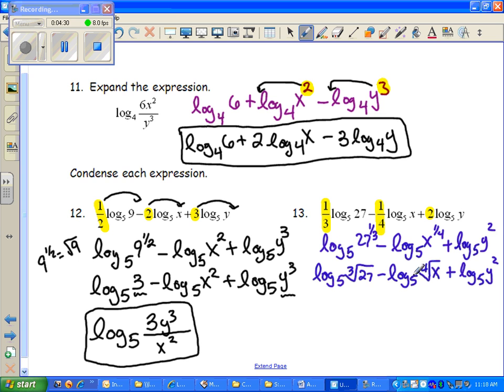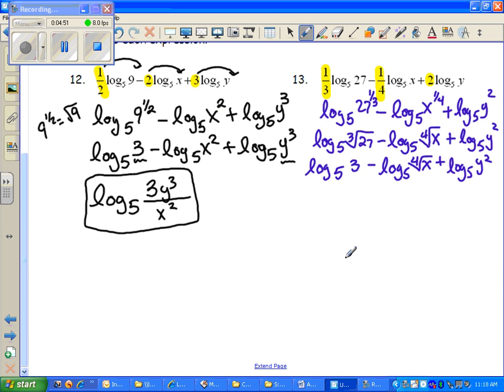Now, anything that you can simplify, you need to. So cube root of 27 is 3. So that's like saying log base 5 of 3 minus log base 5 of 4th root of x plus log base 5 of y squared. And now I'm going to condense it all. I'm going to say log base 5.